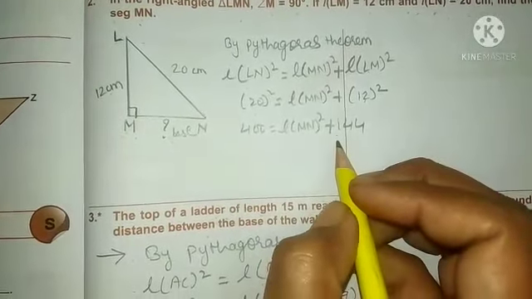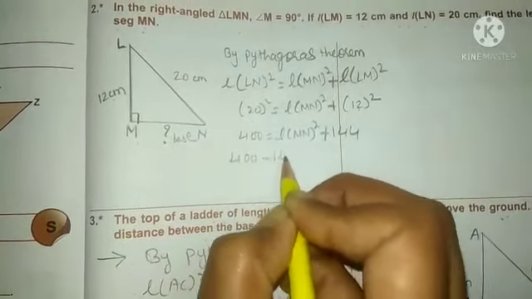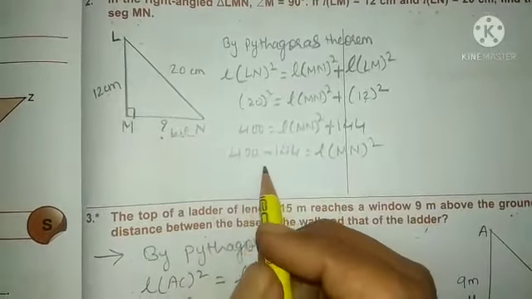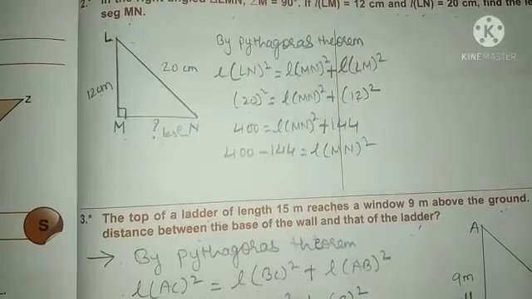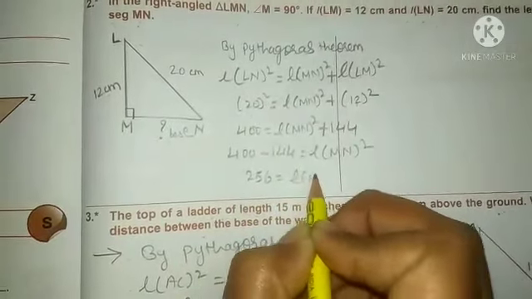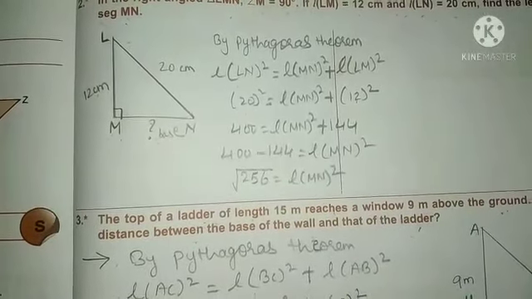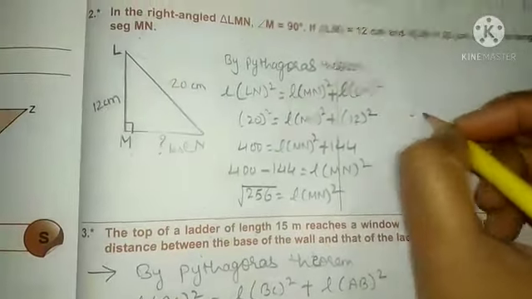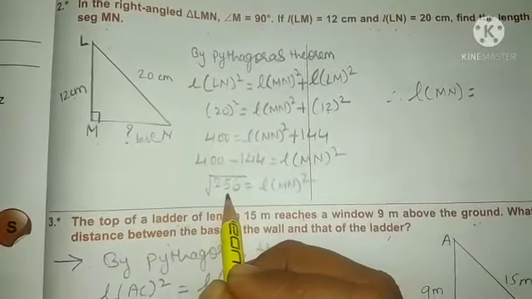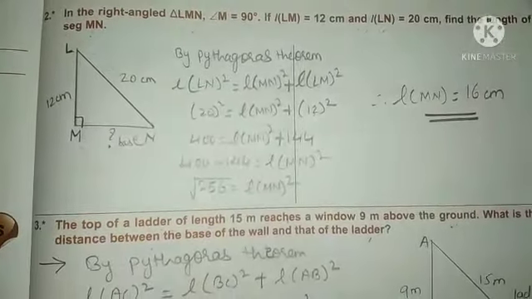Understood? Now how will you do the calculation? This 144 you will take on the left hand side. So addition will become subtraction. Understood? So length MN square. Now 400 minus 144, what will you get over here? You will get 256. So length MN, now what you have to find out? You have to find out the square root of 256. The square root of 256 is 16 centimeter. So length MN is 16 centimeter.